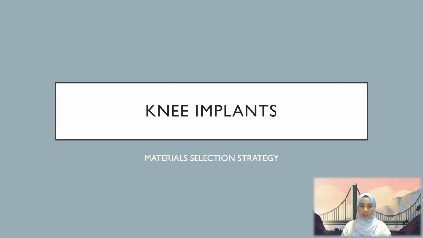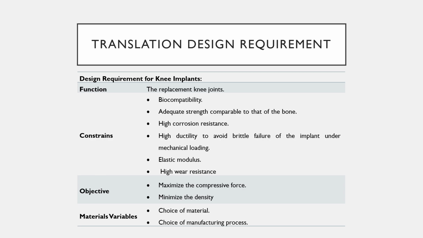Today, my part will explain about material selection strategy. Before we manufacture the knee implant, there are four steps that need to be taken to select the best material for the knee implant. So the first step is translation of a design requirement.